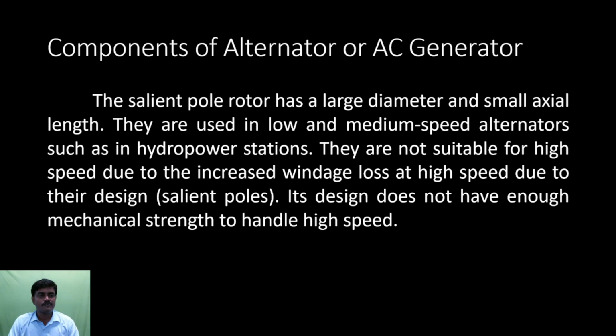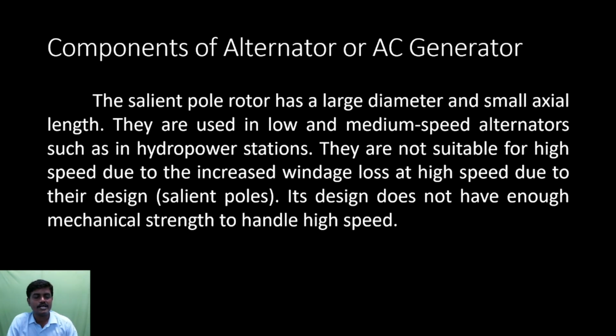From the diameter itself, we can analyze that the speed of the projected pole type machine is somewhat less than the smooth cylindrical type. The smooth cylindrical type runs faster than the salient pole, large diameter rotor. So they are used in low and medium speed alternators, such as in hydro power stations. In hydro power stations we are using the salient pole type alternators.